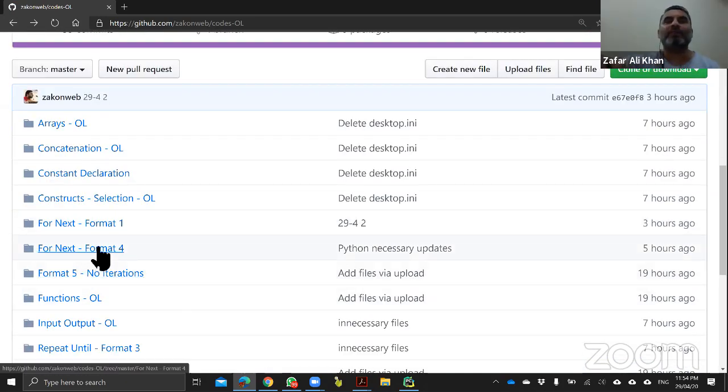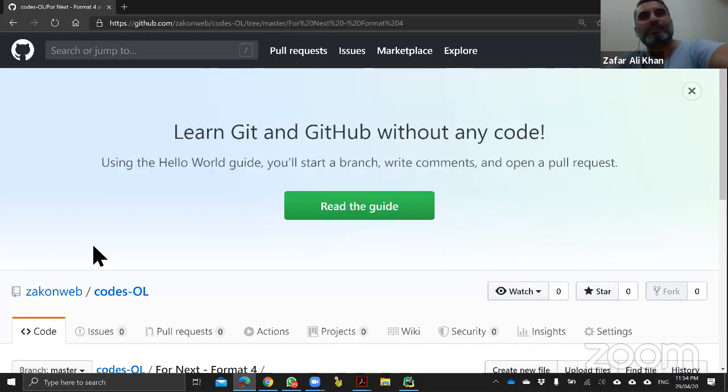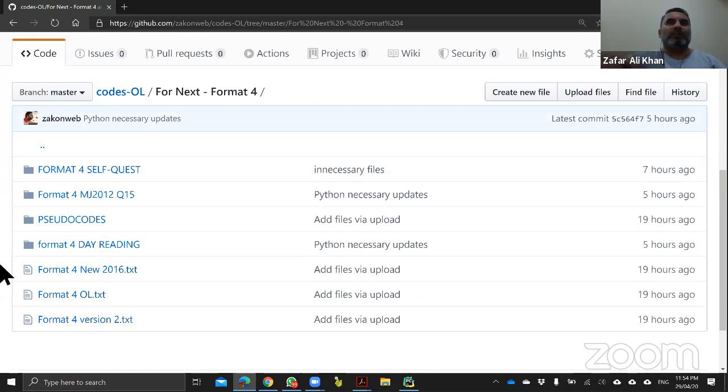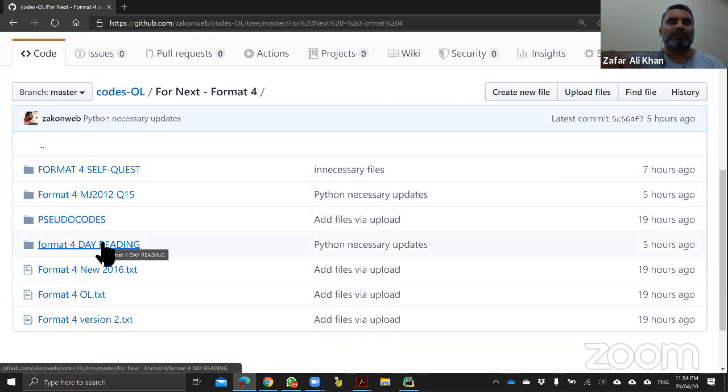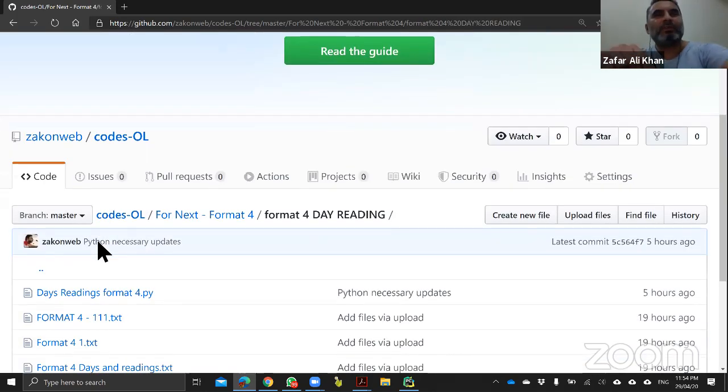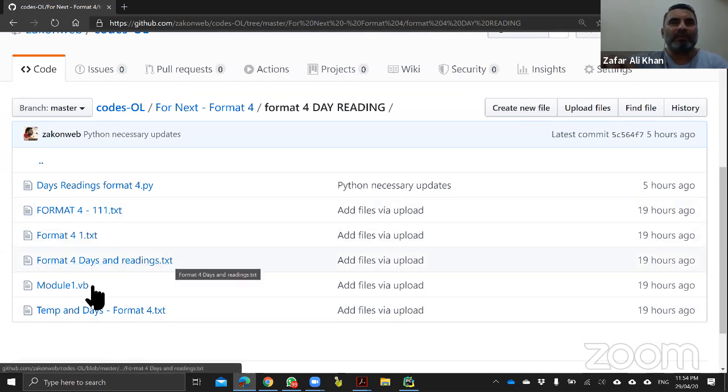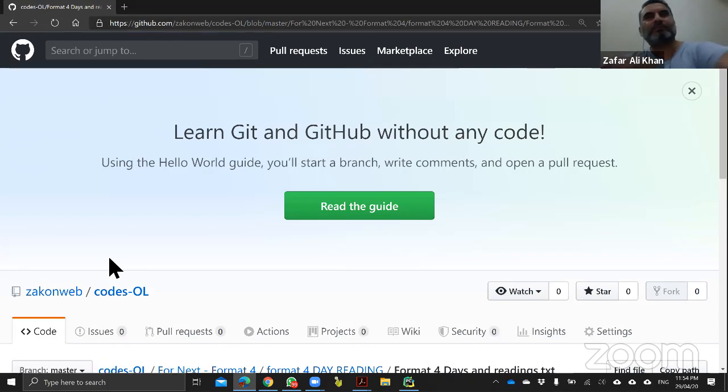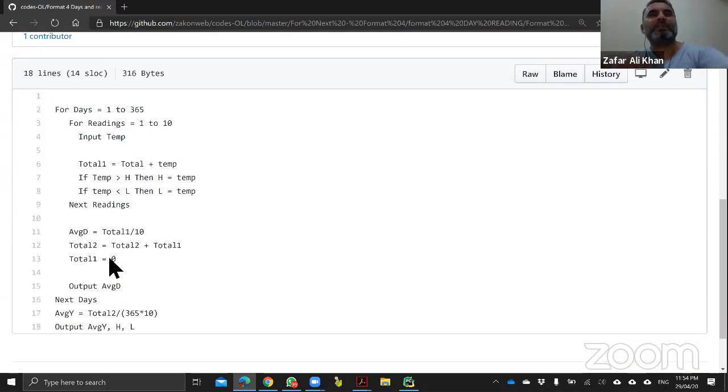For next format 4, I call for nested loops. Format 4 day reading. We have got Python code, VB code, and pseudocode. You can see over here for days is equal to 1 to 365. This is the outer count. And then for reading is equal to 1 to 10. It means that for every day there will be 10 readings. When the day moves on, there will be 10 readings.